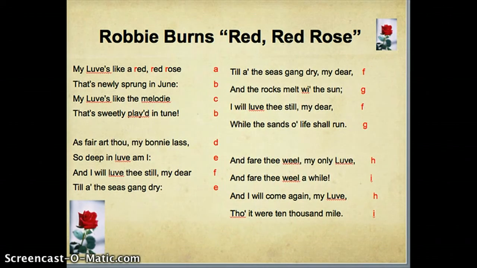Okay, so I thought we could listen to it in the traditional Scottish dialect. So I found a clip of a Scottish actor reading Robbie Burns' poem. So that's what we'll listen to.